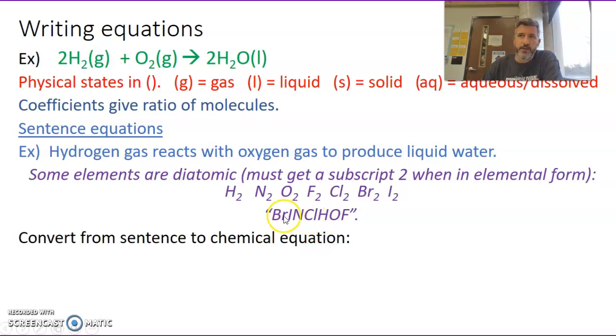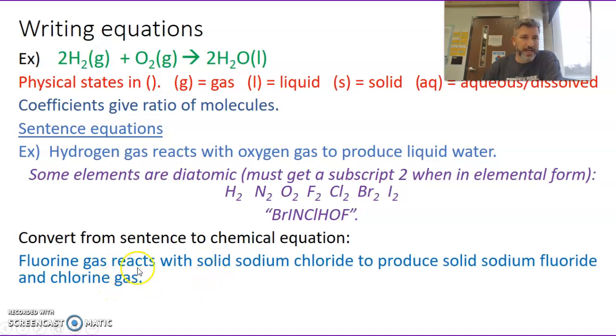Okay, so let's say we wanted to convert from a sentence equation to a chemical equation. Here's our sentence equation. Fluorine gas reacts with solid sodium chloride to produce solid sodium fluoride and chlorine gas. See if you can write the equation. You don't have to balance it. You don't have to put the coefficients in, but just write the substances, and then we'll worry about balancing it later.